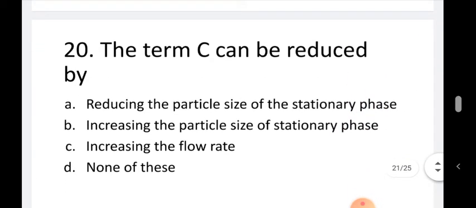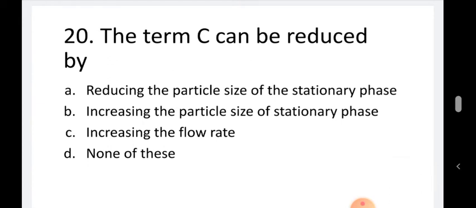The term C can be reduced by reducing the particle size of the stationary phase, increasing the particle size of the stationary phase, increasing the flow rate, or none of this. Your term C can be reduced by reducing the particle size of the stationary phase. If you use small size spherical particles as stationary support, you will get a lower value of C and a lower value of H.